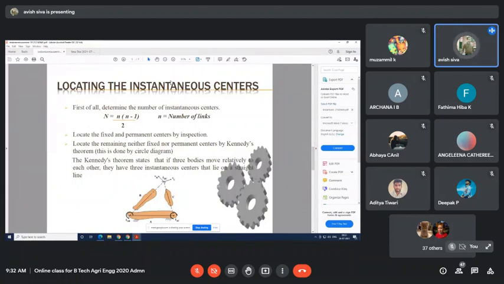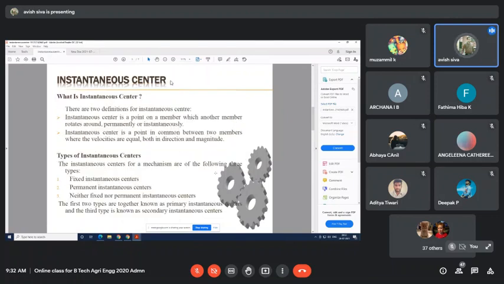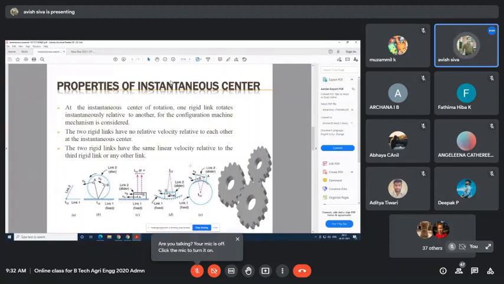Okay, that was the previous year university question: calculate the total number of instantaneous centers in a mechanism with 10 links. 10 into (10 minus 1) by 2. That is how you will calculate the total number of instantaneous centers.